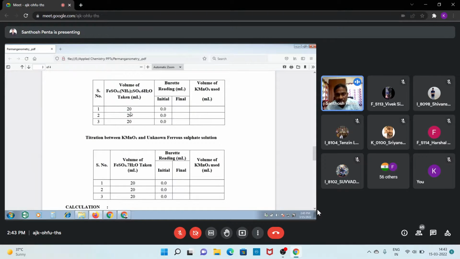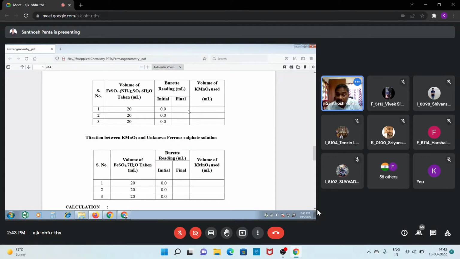After completion of the first slot, you repeat for the second slot. That means again you set the burette reading to 0, then again pipette out 20 ml, add 10 ml of acidic H2SO4 solution, then start the titration. Here you got 10 ml. Then in the second case, if you get 10.1 ml, these two are not concordant readings.